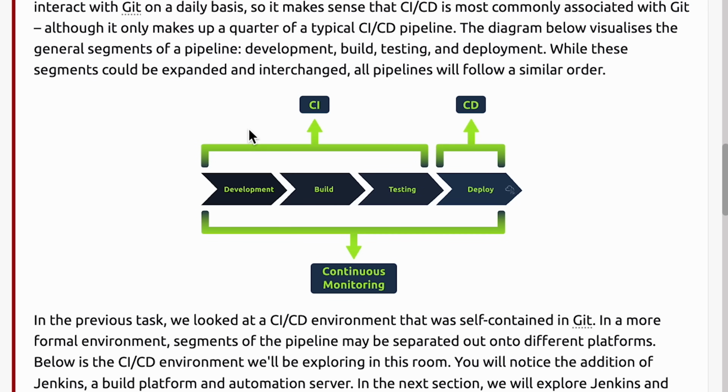And here we have the first part of the pipeline, which is CI, continuous integration, and the last part is CD, which is either continuous deployment or continuous delivery. In continuous integration, there's the development, the build, and the testing, and in continuous deployment and continuous delivery, you have the deploy stage. And all of this has continuous monitoring for them.